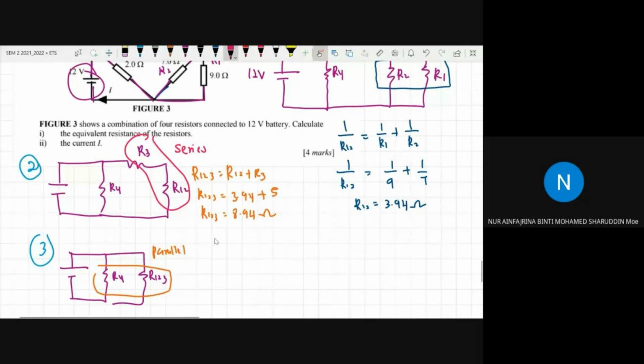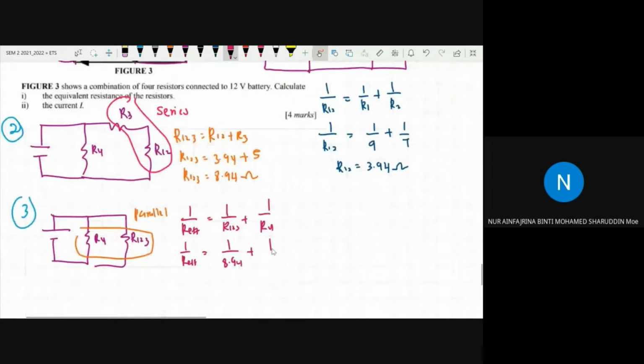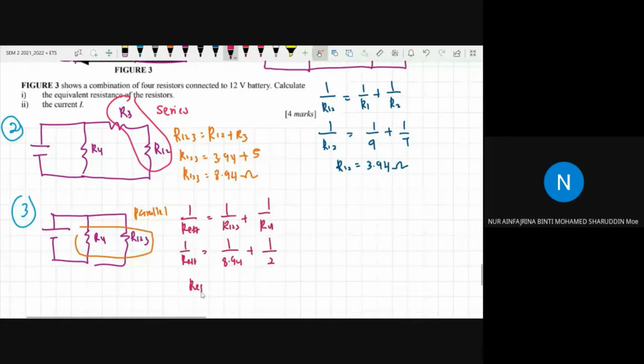So bila parallel, kita akan dapat 1 over R effective equals to 1 over R123 tambah dengan 1 over R4. So R123 kita adalah 8.94 dan R4 kita adalah 2. So you will get your R effective, which is 1.63 ohm. That's all. So this is the final answer. So what is the distribution of mark? 1 mark here, 1 mark here, and 1 mark here.